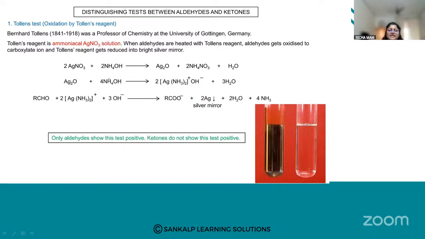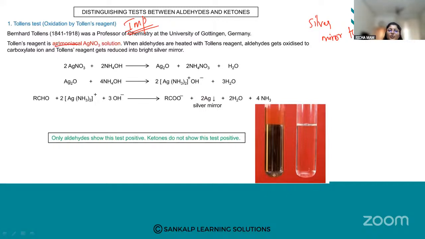It is also called the silver mirror test. Mark this as very, very important, students. So this is also called what? Silver mirror test. Okay, so what are we doing here? What is present in Tollens reagent?